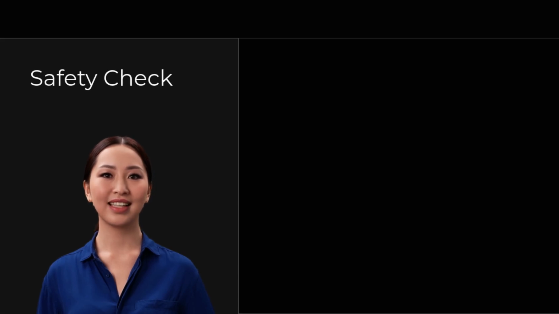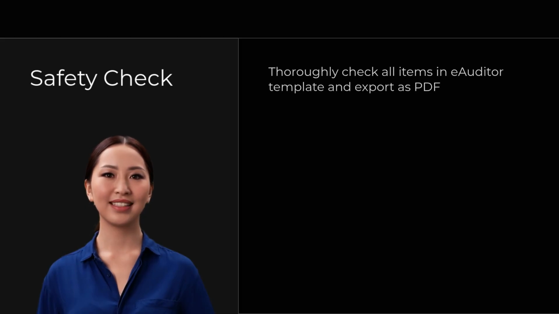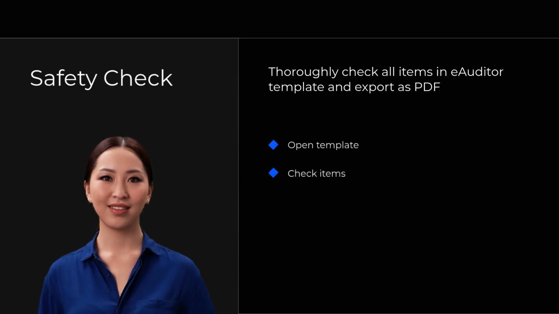Open the template in eAuditor and check items thoroughly. Once complete, tap Complete Inspection. Export the report as a PDF for records. Save it as your daily safety inspection record. This ensures a consistent safety routine before operating the forklift.